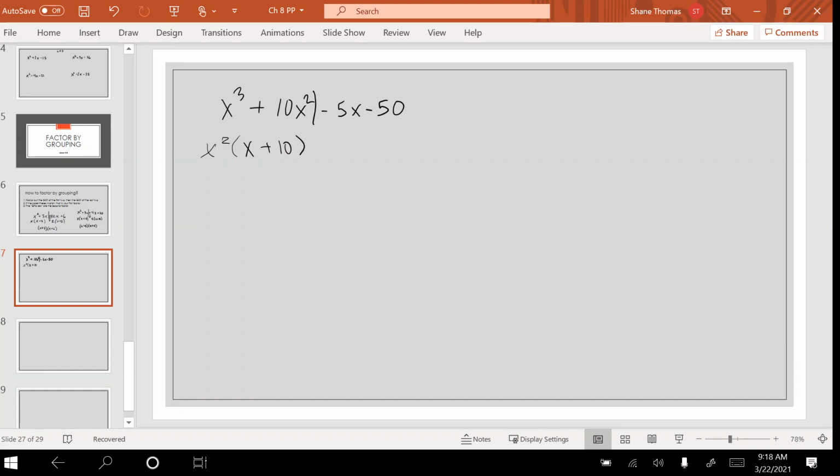Plus 10. Very cool. Now, here's where you have to think a little bit sometimes. I want my parentheses to be the same, right? All right, I said check it. If they're the same, that's your first factor. But you want to make them the same if possible.